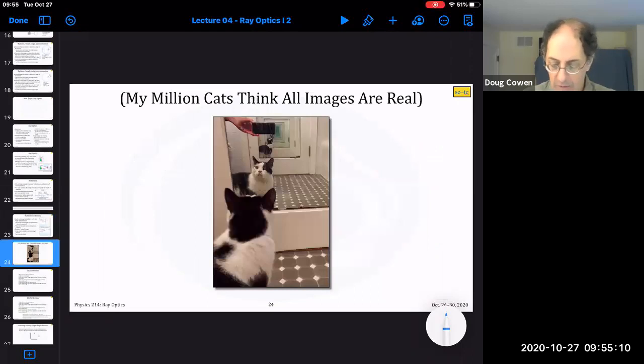Just as a side note, my million cats actually think that all images are real and will stare at mirrors for a long, long time given the opportunity.